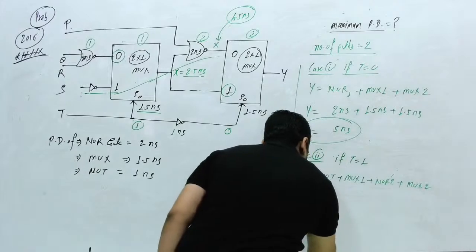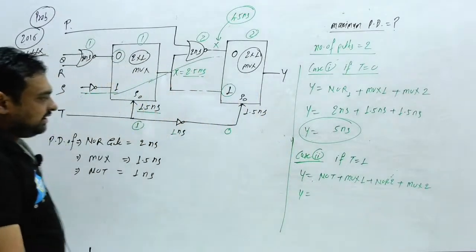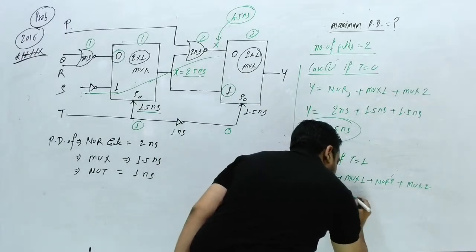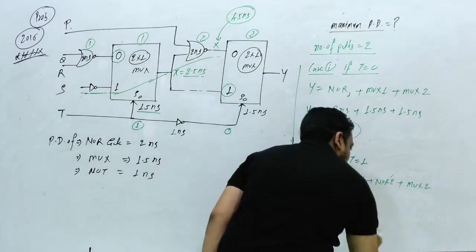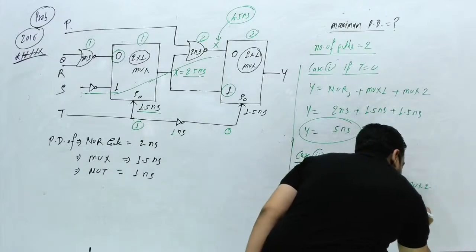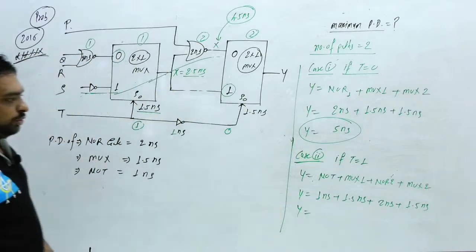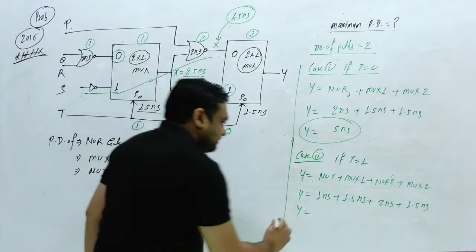What can be the output y here? The NOT gate is 1 nanosecond. This is 1 nanosecond. Mux is 1.5 nanosecond. This NOR gate is 2 nanosecond plus 1.5 nanosecond. What will be the answer? Total delay: 2 plus 3 plus 1, 6 nanosecond.